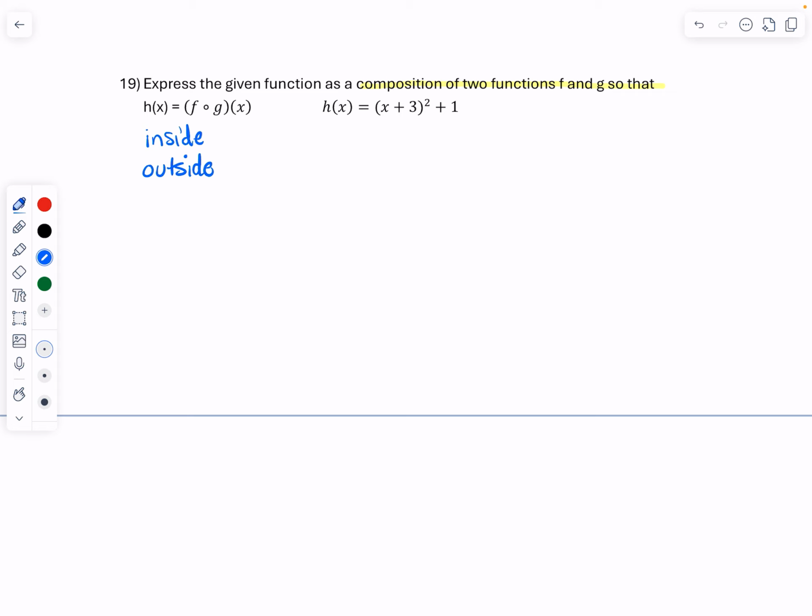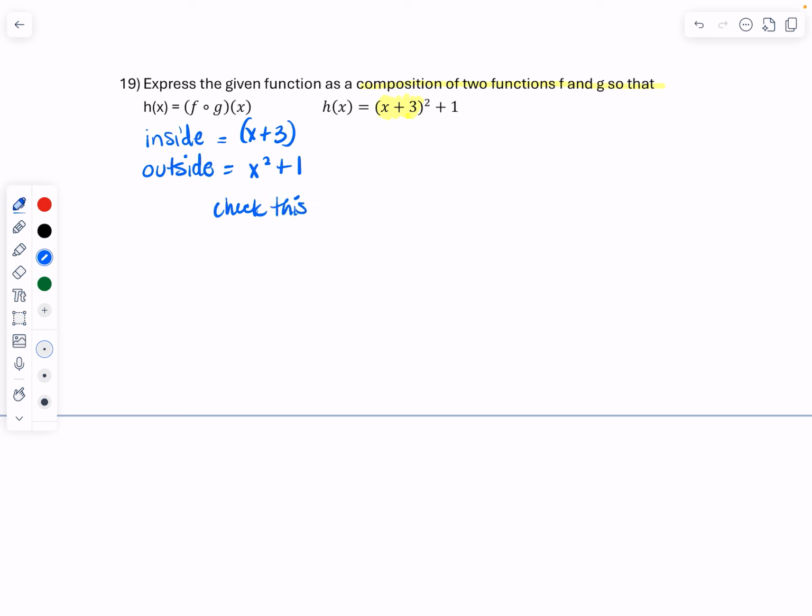So if you have something squared, absolute value, or square root, you're going to look at what's inside of it. What's inside of this one for this case is h at x equals x plus 3 quantity squared plus 1. So x plus 3 is inside of the squared function. So, with that being said, my inside function is x plus 3. Now, my outside function, if I ignore the x plus 3, would be x squared plus 1. Okay? And you can check this.